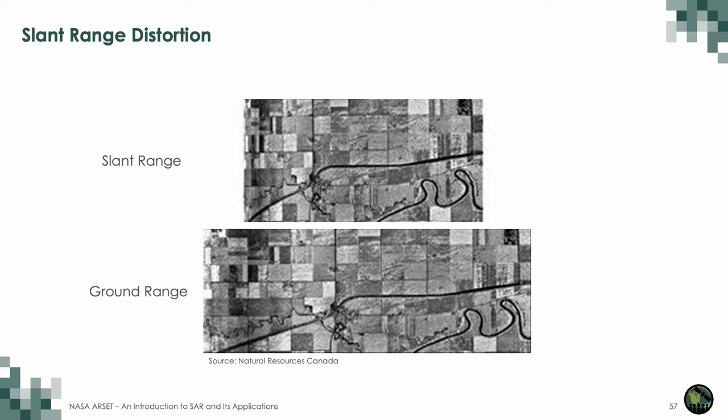Using trigonometry, ground range distance can be calculated from the slant range distance and platform altitude to convert to the proper ground range format. This figure shows a radar image in slant range at the top, where the fields and the road in the near range on the left side of the image are compressed. And the same image is then converted to ground range in the bottom with the features in their proper geometric shape. For most SAR datasets, this correction has already been done.